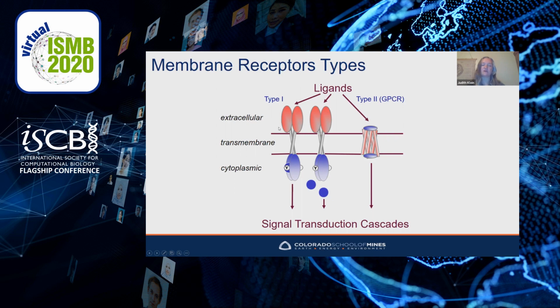In addition to GPCRs, which are also referred to as type 2 membrane receptors, there is the so-called type 1 receptors, which have only 1 or 2 transmembrane helices and are coupled to enzymatic activity in the cytoplasmic domain. Most common families here are the tyrosine kinases and phosphatases.